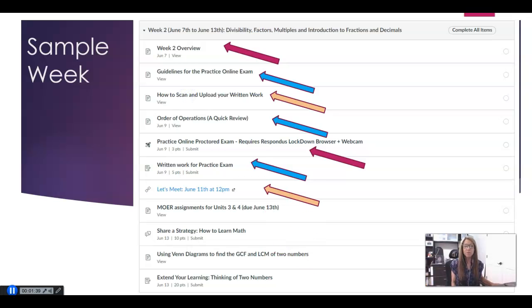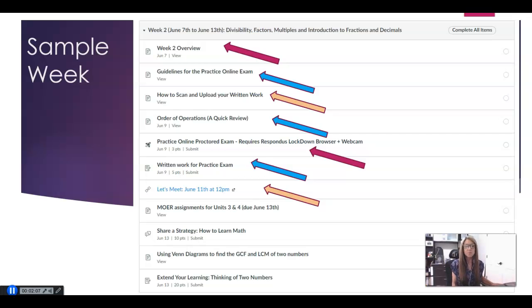Next, there is the link for the Let's Meet session, which is going to be on June 11th at noon. So remember, those Let's Meet sessions are 1 hour per week where I have my WebEx open for anybody who wants to join and just ask questions or get any clarification on anything that we're learning that week. It's kind of like your opportunity to get some FaceTime with me, even though for the rest of the week you're working on your assignments on your own time, because that's the flexible nature of this course.